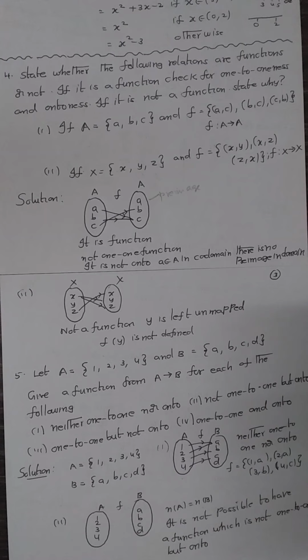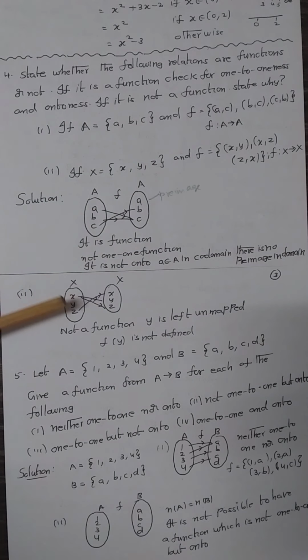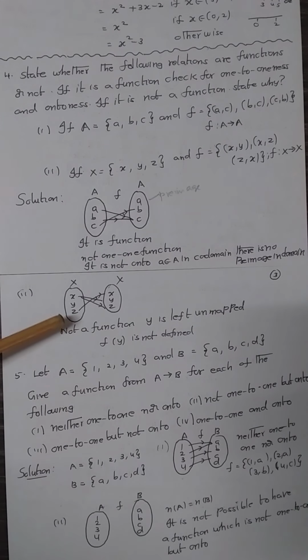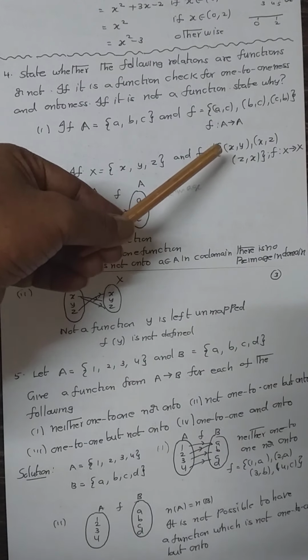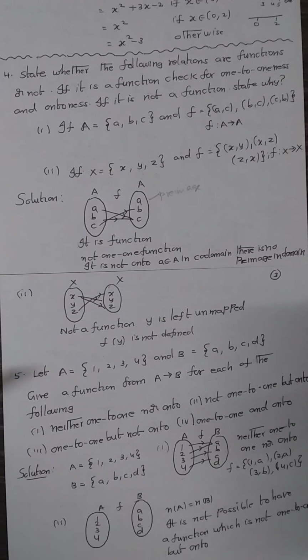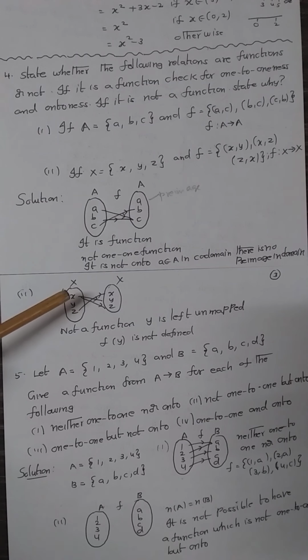Okay, students, next, the second one is very easy. x, y, z, x to x, the function is defined. Now x to y, so x is linked with y, arrow mark. Next x is linked with z, and the same element z is linked with x. So see, since x is repeated two times, that means the same element is mapped with two elements in the codomain. So it is not at all a function, one to many. One to many is not a function, many to one is a function.